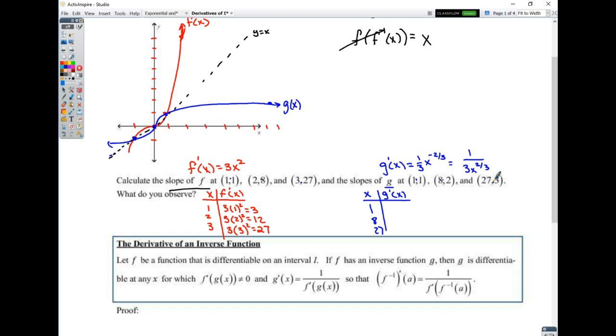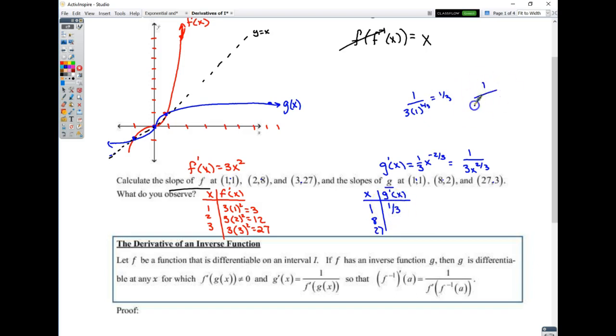Then what we can see is if I substitute these three things, and I'm going to do the work over here, just kind of in a random spot. 1 over 3 times 1 to the 2/3 is just 1 over 3. So when x is 1, I get a slope of 1/3.